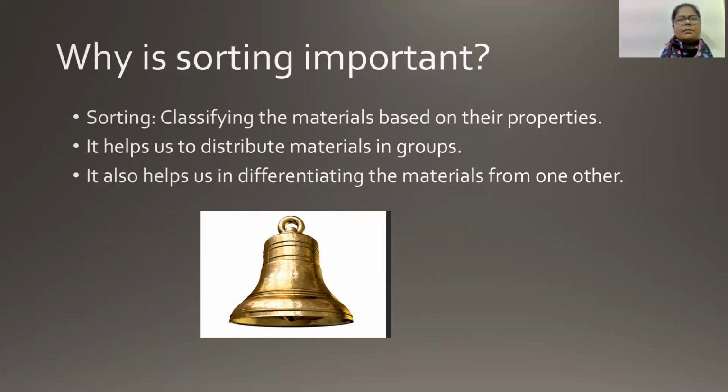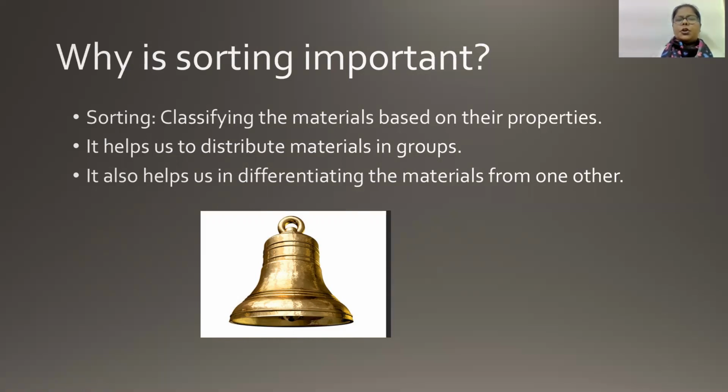For example, I am giving you a task to make a bell, and I am giving you three materials. First one is the paper, second is the cloth, and third is the metal. Which one would you choose? Obviously, the person would choose the metal to make a bell. Why is the person choosing the metal? Because the bell produces sound.